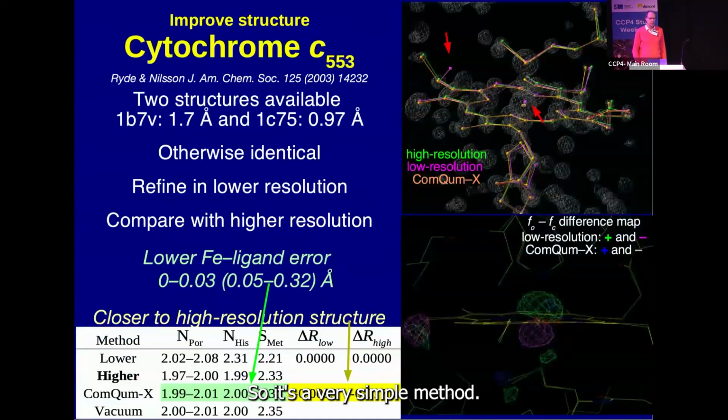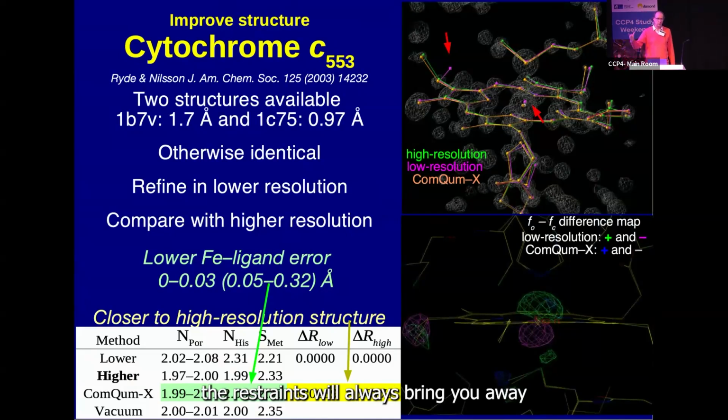And that's what we call quantum refinement. So it's a very simple method. We do, in principle, a QM/MM geometry optimization, but within the crystallographic refinement program. So we refine the structure with both quantum chemistry and crystallographic restraints. And does this work? To show that it's not easy, because, as I said, the restraints will always bring you away from the crystal structure.